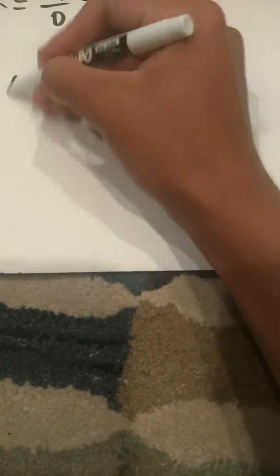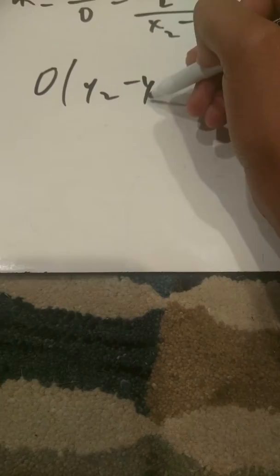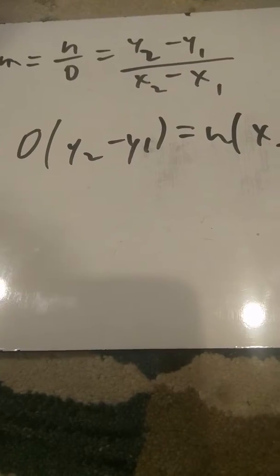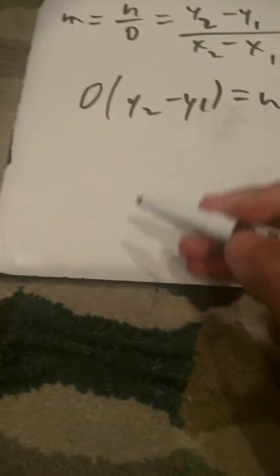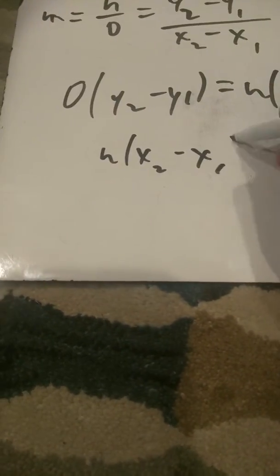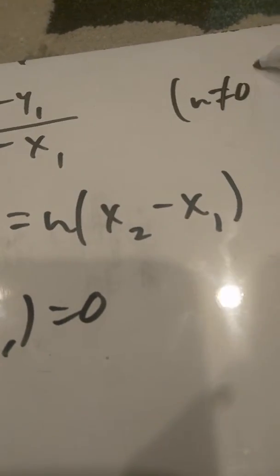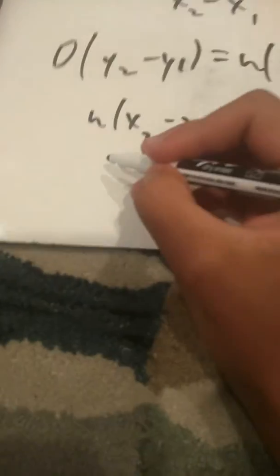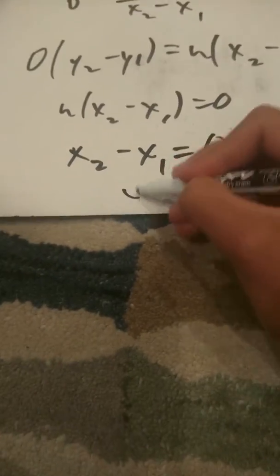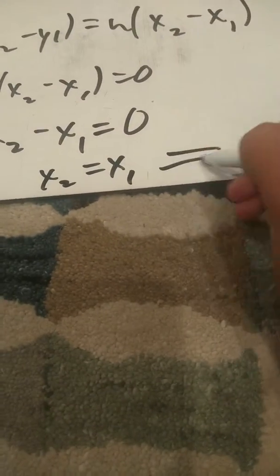So we can say 0 times y2 minus y1 equals n times x2 minus x1, and then 0 times anything is 0. So we have n times x2 minus x1, we'll switch this, equals 0. Also, n is not equal to 0. I'll write that over there. And since this is not equal to 0, we can divide both sides by n to get x2 minus x1 equals 0. Or x2 equals x1, which means x1 equals x2.